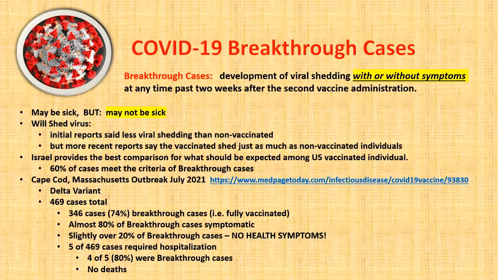What came out of that was that almost 80% of the breakthrough cases were symptomatic. They had illness, but 20% of the cases did not. No symptoms whatsoever, walking around spreading the virus. There were only 5 cases that were hospitalized. 80% of the hospitalized, 4 out of 5, were vaccinated individuals. Nobody dies, which is good news.